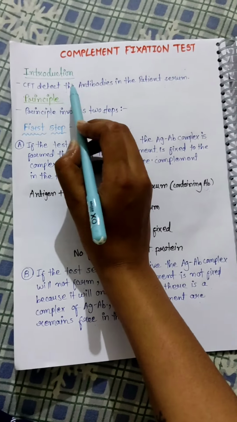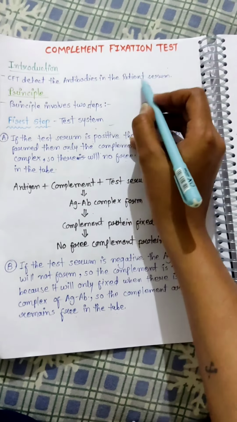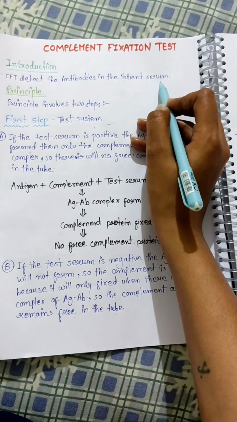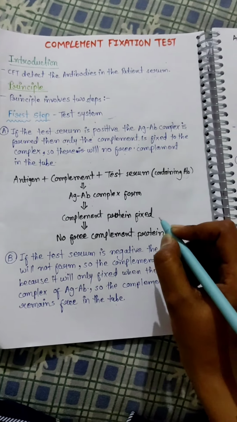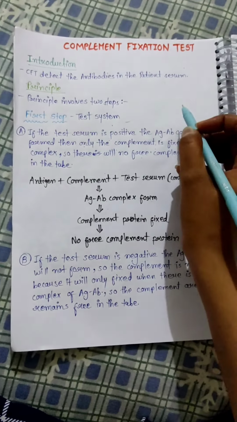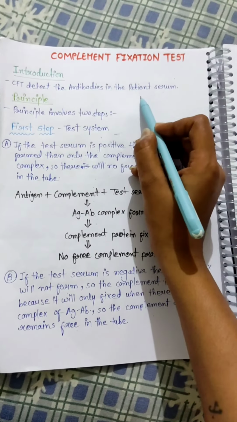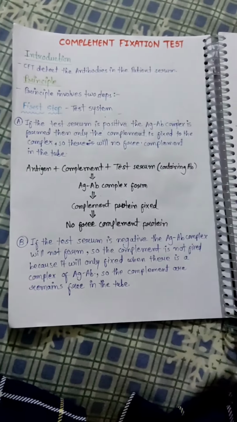The complement fixation test detects antibody in the patient's serum. It detects whether the patient's serum contains antibody that is specific for a specific antigen. So in this complement fixation test, we use a specific antigen to identify whether the serum contains the antibody or not.